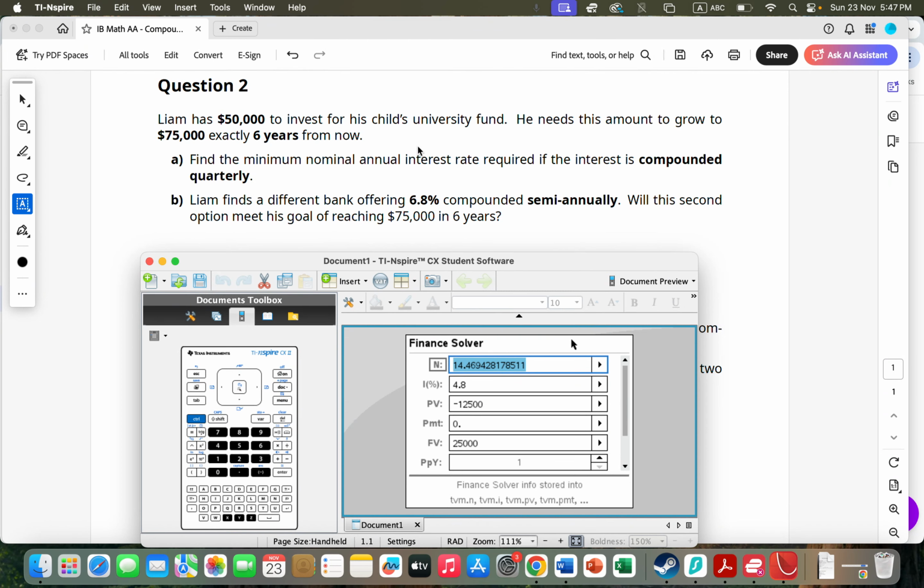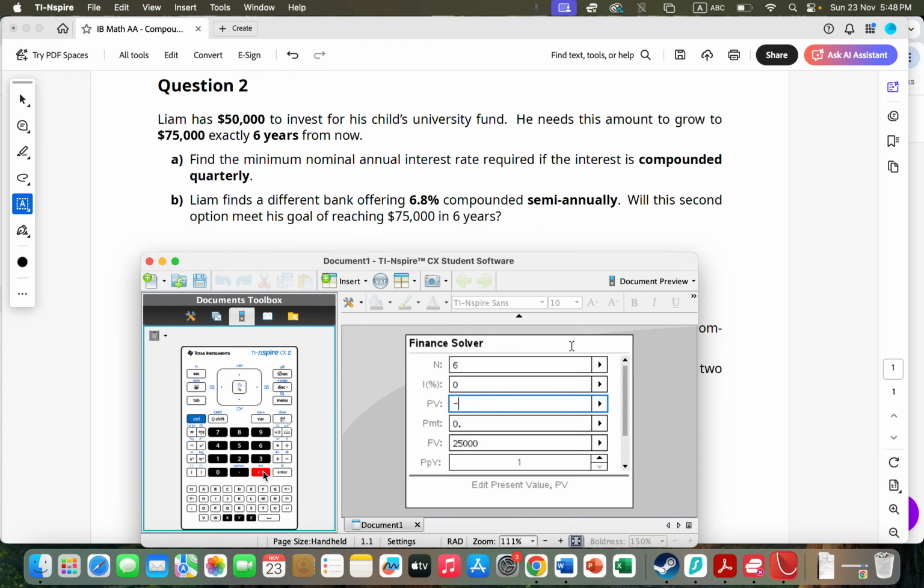So for N, I'm just going to put this to be 6 years for now, because N is always regarded as the number of years in the TI-Nspire. Then the interest rate, we can just put this as 0 for now, because that's what we want to find. PV, I'm just going to put this as negative 50,000, because there's a cash outflow. PMT, leave it as 0. FV would be 75,000. PPY, leave it as 1. CPY, since it's compounded quarterly, I'll put 4.